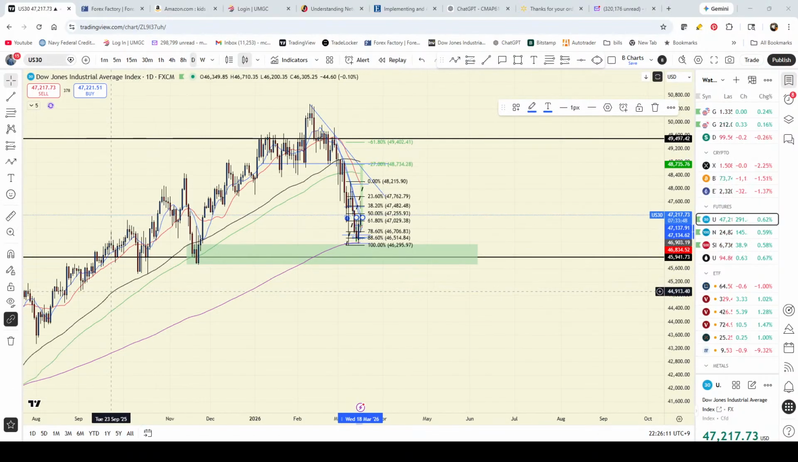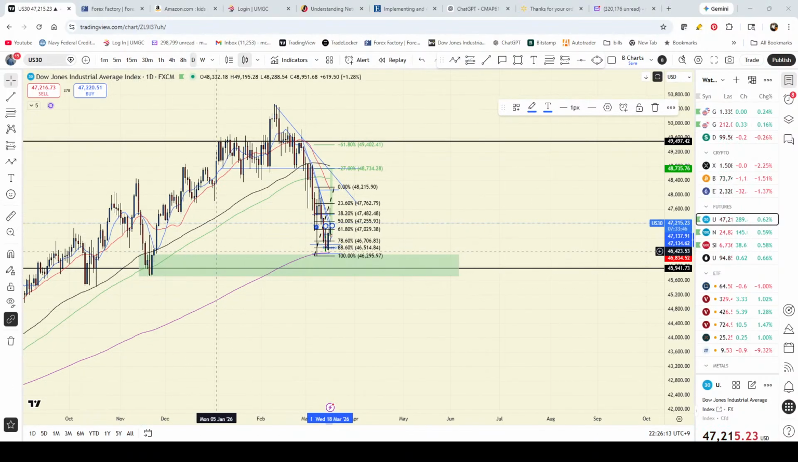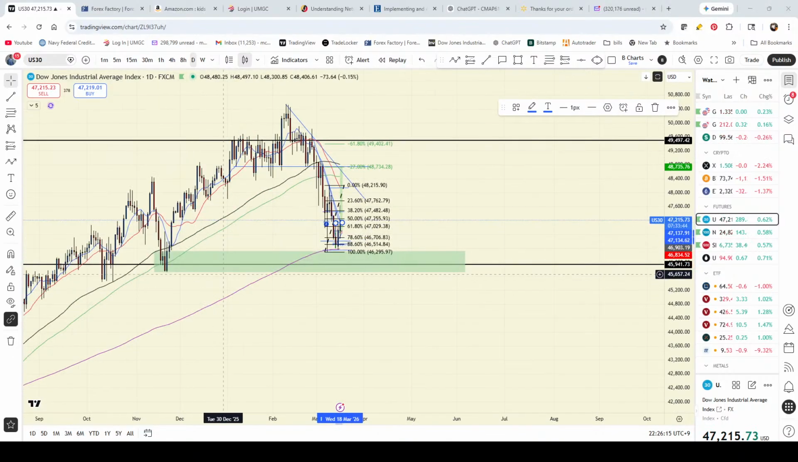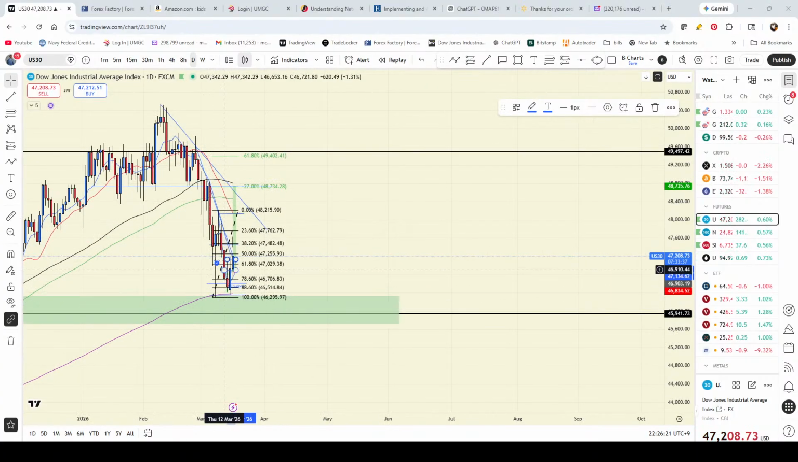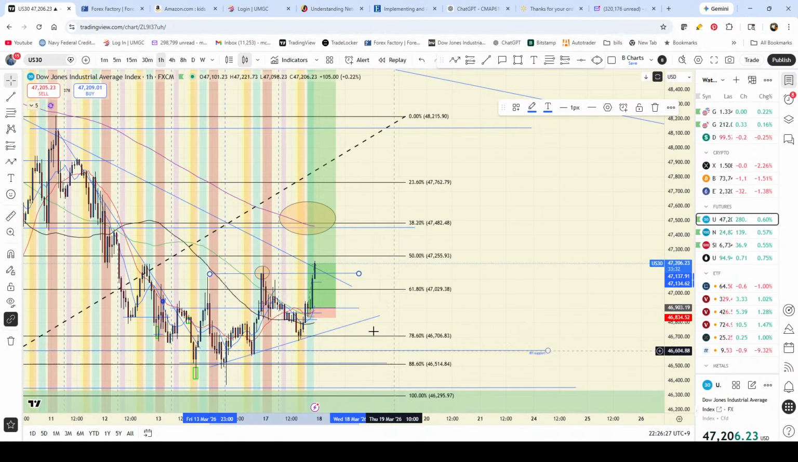So is it so perfect? We have this demand zone. We have daily support. We had this moving average. Then we have a bullish engulfing from yesterday. Look at that bomb. We break the move down. I mean, bulls are here, man.